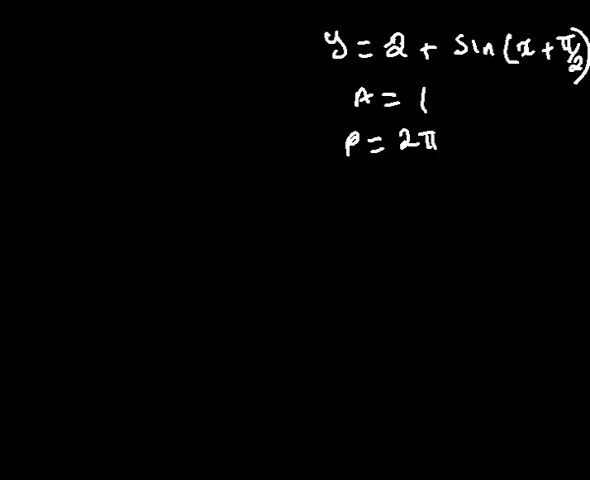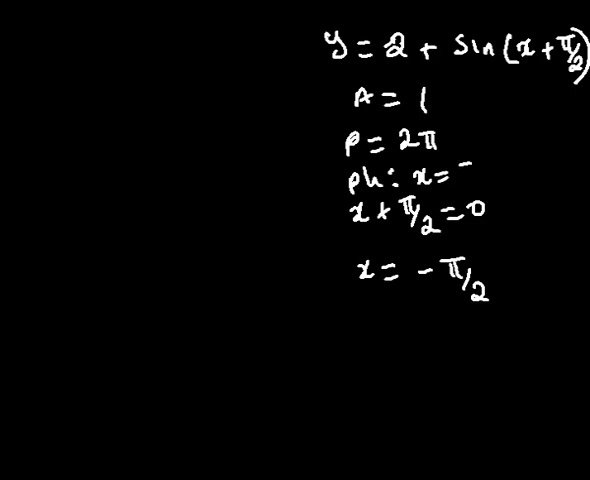And I need to have the phase shift. What is the phase shift? We equate this equal to 0 and solve for x. So what it entails is that x plus pi over 2 is equal to 0. And now for this case, we have x is equal to negative pi over 2. That is the phase shift. And by the way, again, the phase shift corresponds to the x value.